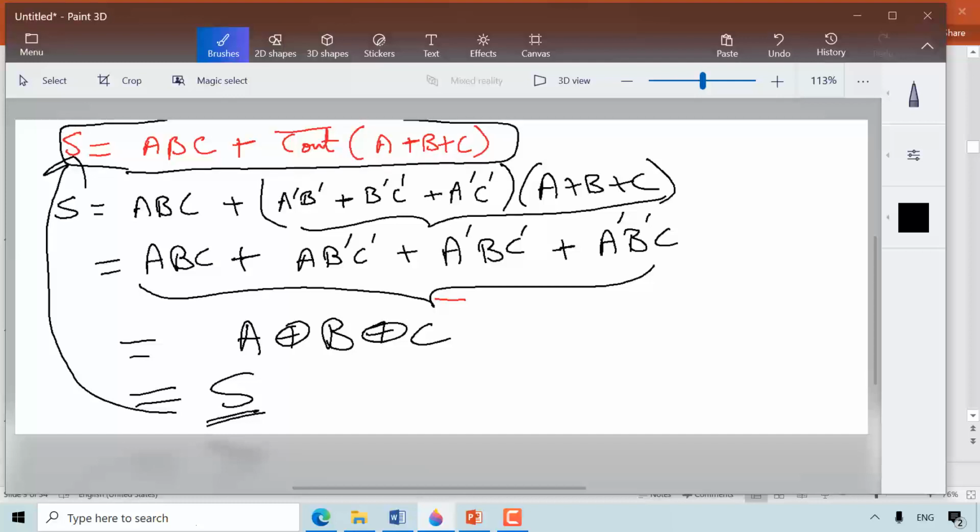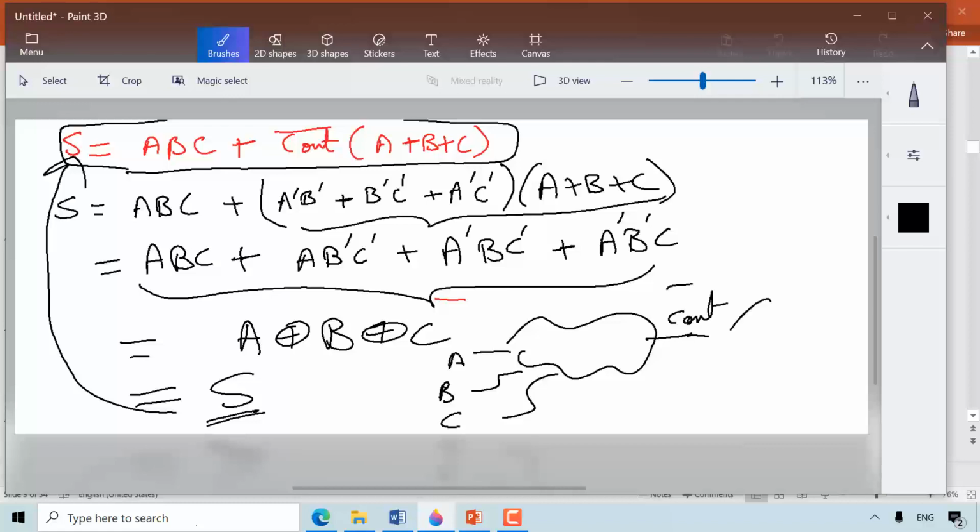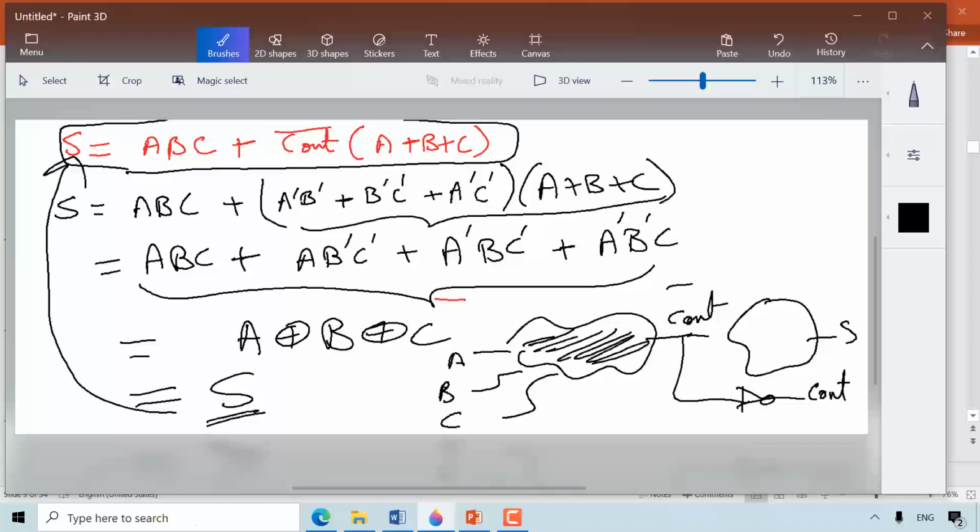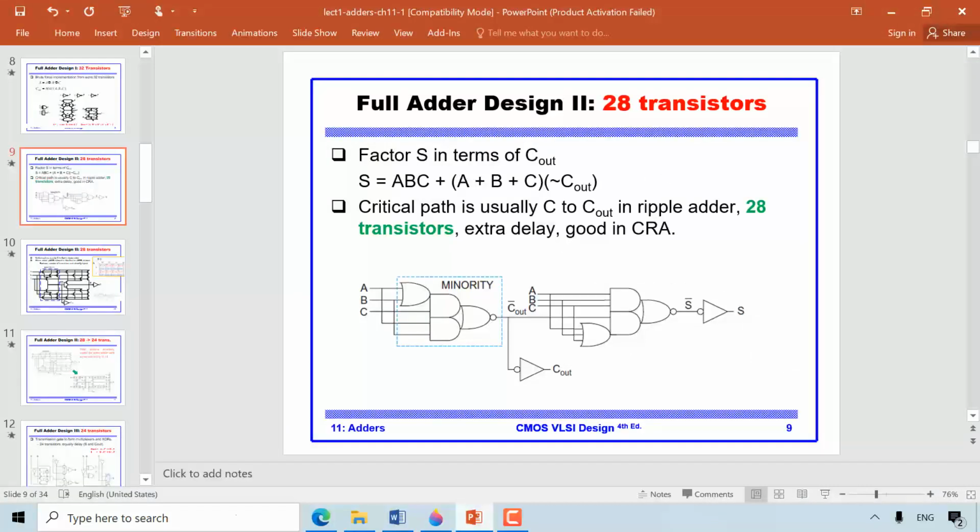Now the idea here is that once you generate, so here is A, B, and C, we generate the carry out prime, and then we use it to generate the sum signal. And here I invert and get the Cout. This hardware, I used it for two purposes. Number one, generate the Cout, and number two, generate the sum, and therefore I can save a number of transistors.